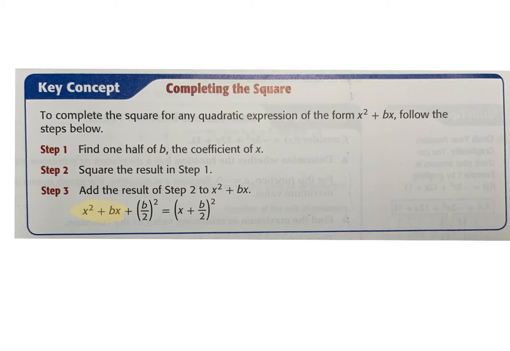You're going to complete the square by taking that b, that middle term here, and cutting it in half and squaring it. All right? And that is going to always equal x plus that b over 2 quantity squared. And so this helps you then solve for it. So it'll make more sense when we actually do one.